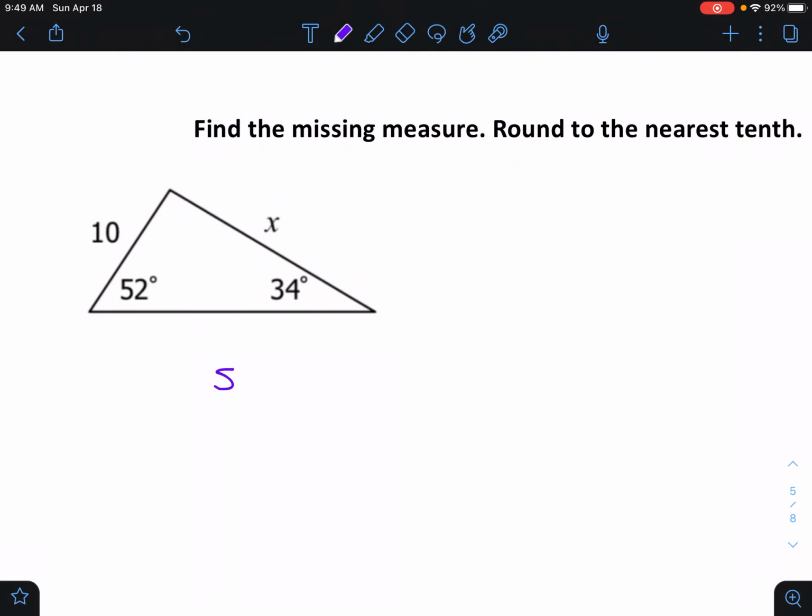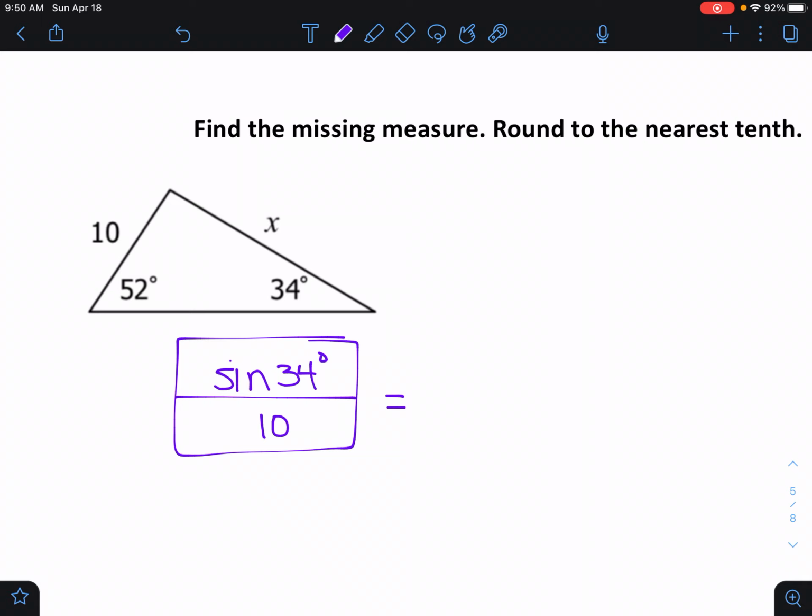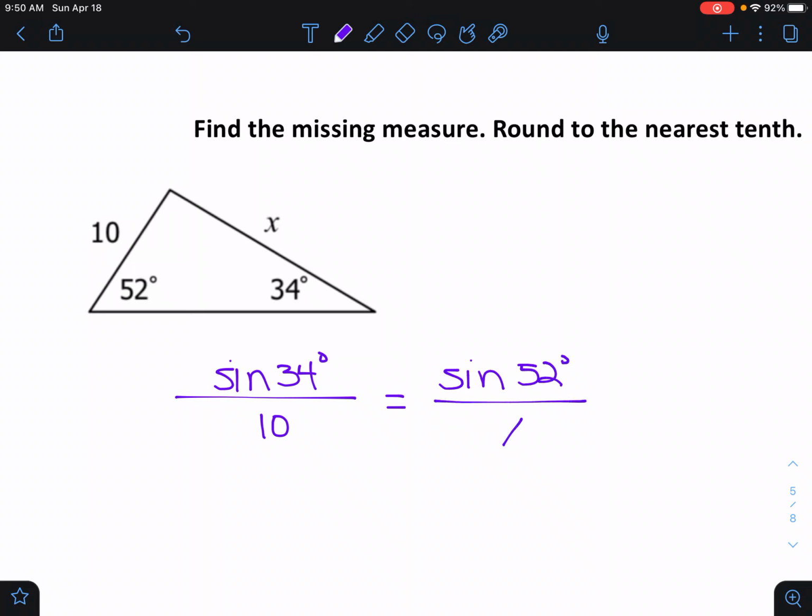I can do sine of 34. When you do this, you're going to just do 2 at a time. So sine of 34, its corresponding side is across from it. So this would be over 10. In order to use the law of sines and have it be effective, you need one of these to be completely filled out. Right, so I've got the side, the angle, and its side. And then now it's going to be sine of 52 degrees over its corresponding side, which would be x.